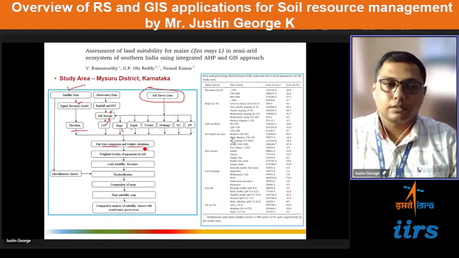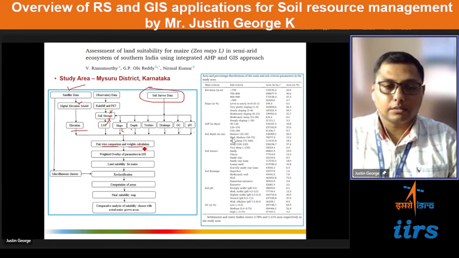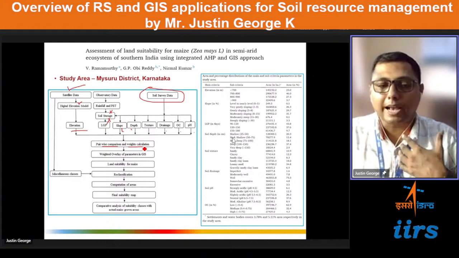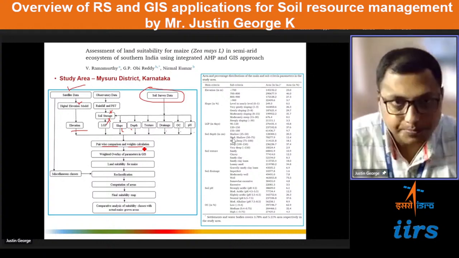Ultimately, it gave the weights. These weights were used for the weighted overlay of these different parametric layers in the GIS. Ultimately, the land suitability for maize was computed and it was reclassified for the generation of the final suitability map of the particular area. And ultimately, a comparative analysis of the suitability classes with how much area is actually grown under maize was also done by the authors.